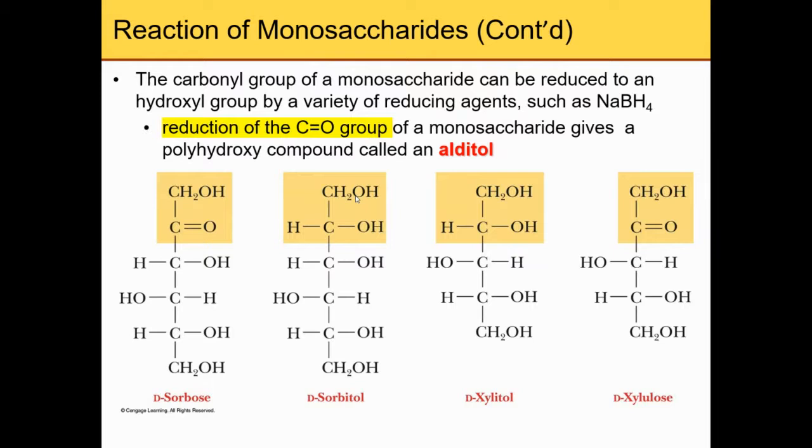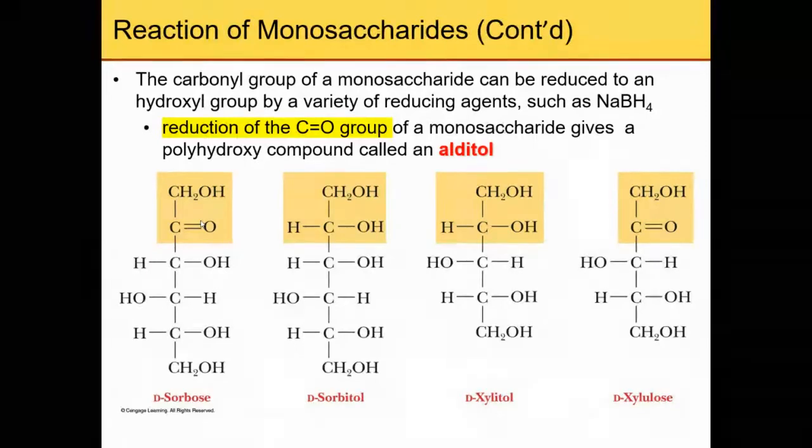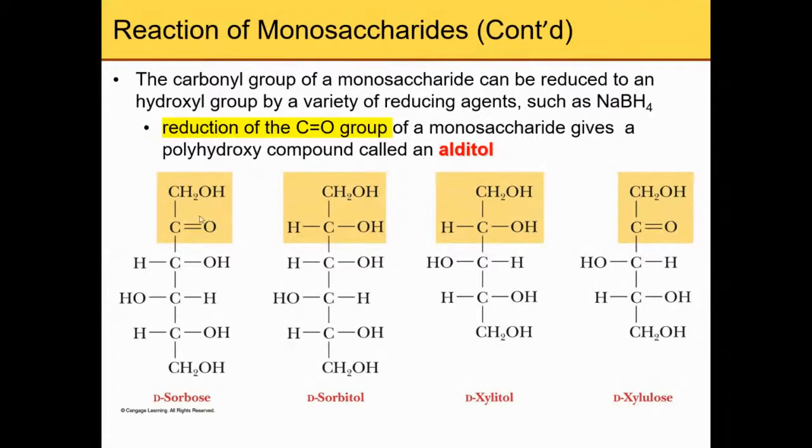And this is just to show you the reduction of this carbonyl group. If you reduce this carbonyl group here, all right, then you add the hydrogen here, so that becomes sorbitol. And for here, xylose, you reduce this carbonyl group, then it becomes like this, a xylitol. Okay, that's the reduction of the carbonyl group of monosaccharide.